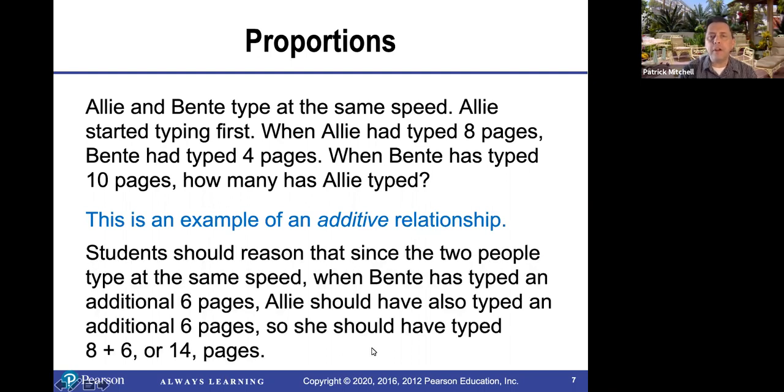Students should be able to reason that since the 2 people type at the same speed, when Benty has typed an additional 6 pages, because they started out having typed 4 pages, and then later they were up to 10 pages, Allie should have also typed 6 more pages. So she should have typed a total of 8 plus 6, which is 14 pages.